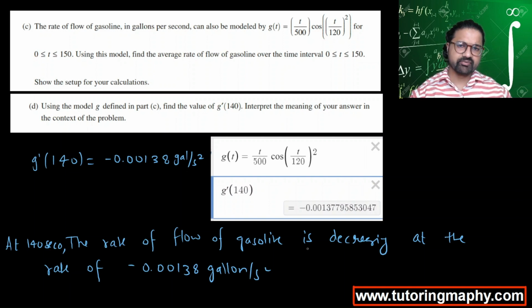I think this was the last part for this question. Please let me know in the comment section if you feel like you're getting a different answer, if I have messed up the calculation somewhere.